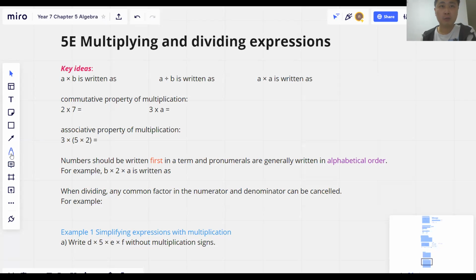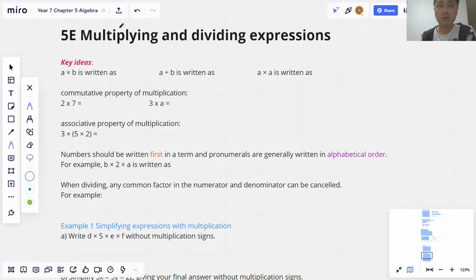Hello, everyone. Today we are going to learn 5E, multiplying and dividing expressions. So let's go to the key ideas.